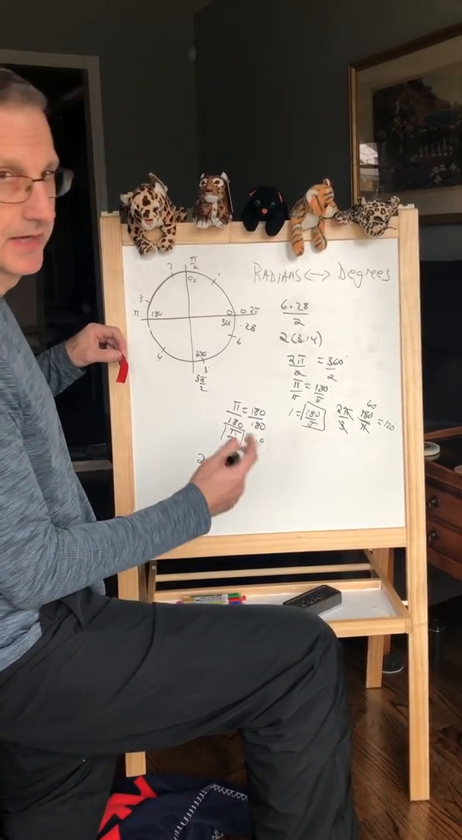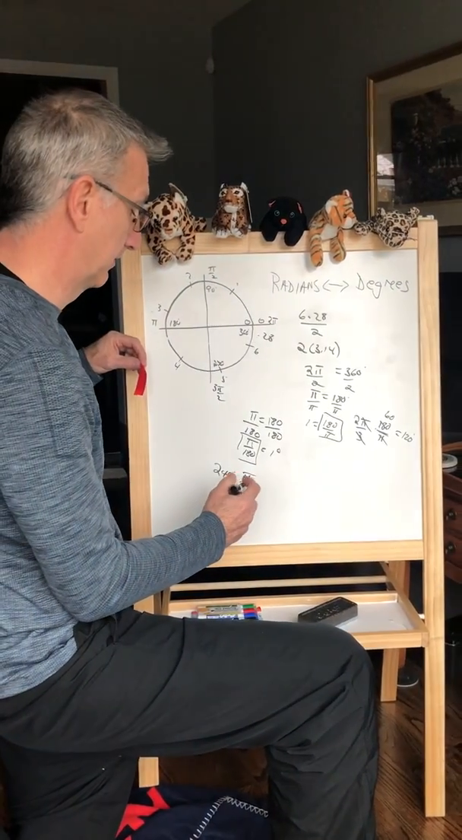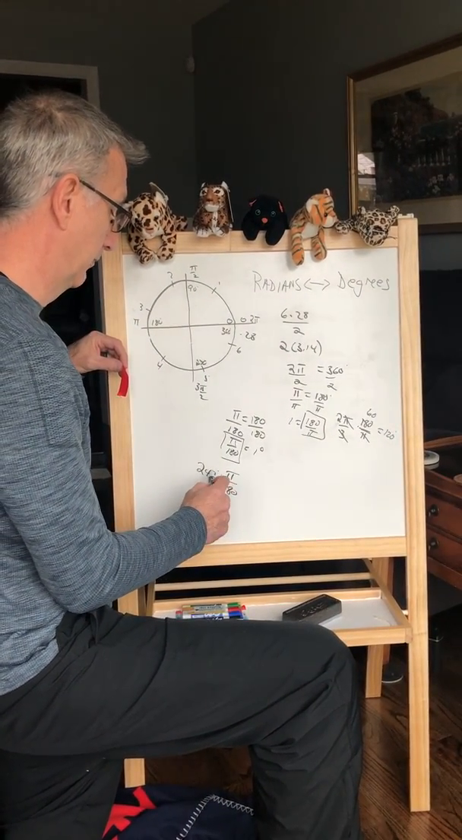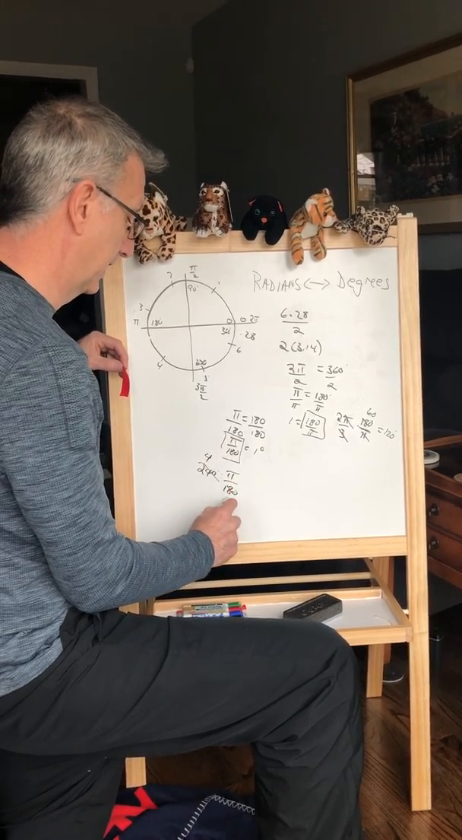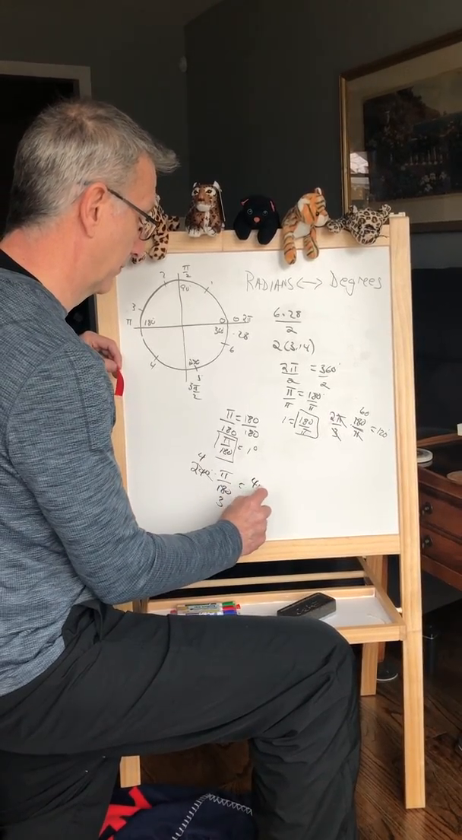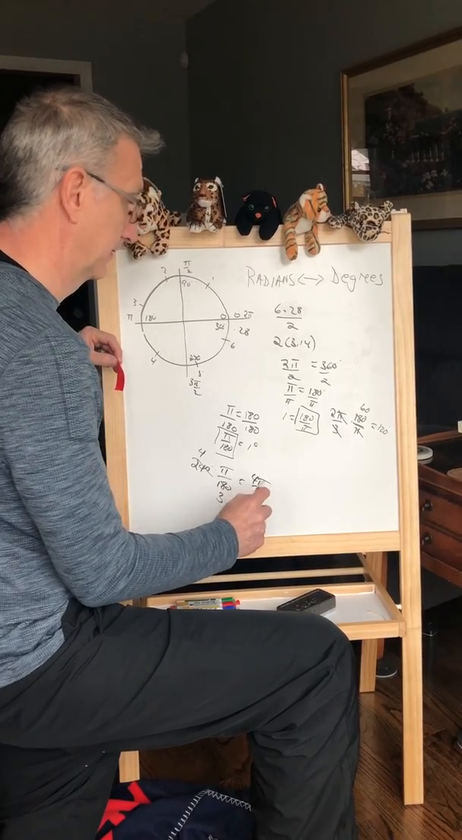All right, we're going to keep pi as the symbol pi. We're not going to change it to 3.14. Cancel. Well, 60 goes into 240 4 times, and 60 goes into 180 3 times, so I get 4 pi over 3 radians, okay?